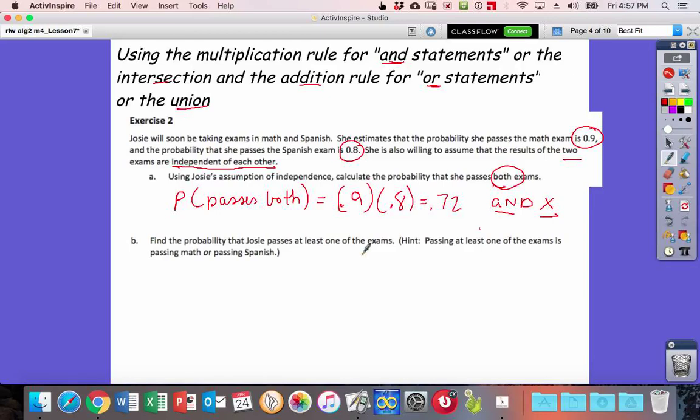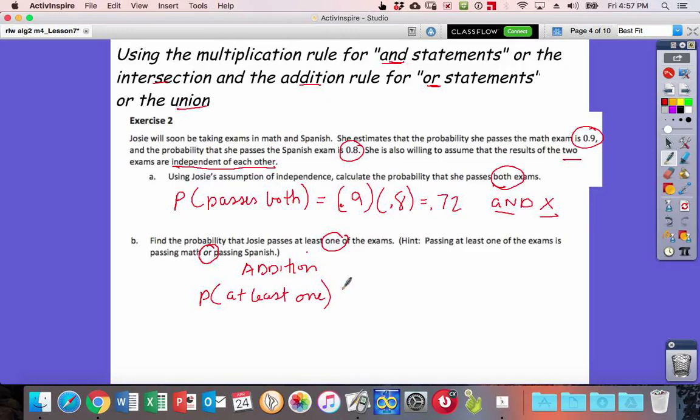Now, if you want to find the probability that she passes at least one of them, it gives you a really nice hint: at least one of these exams is the same thing as she either passes math or Spanish. And when you use or, you're going to use the addition rule. So the addition rule is the probability of what? Let me put this, at least one.